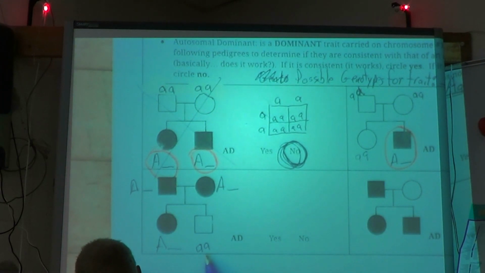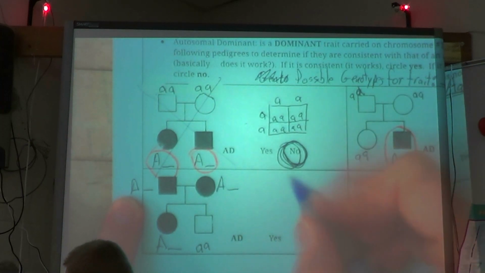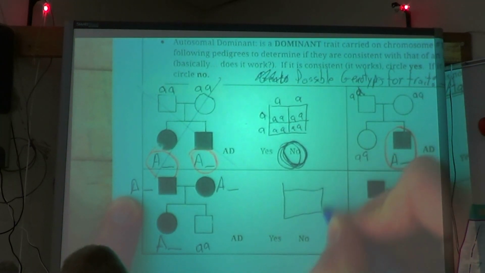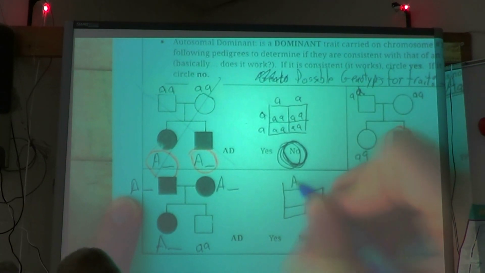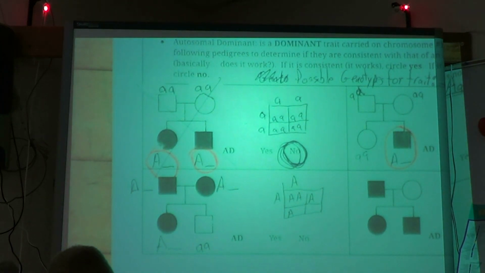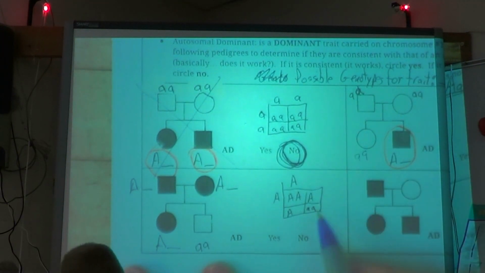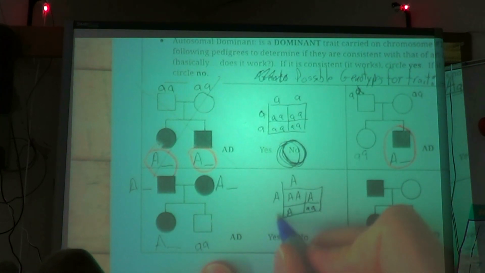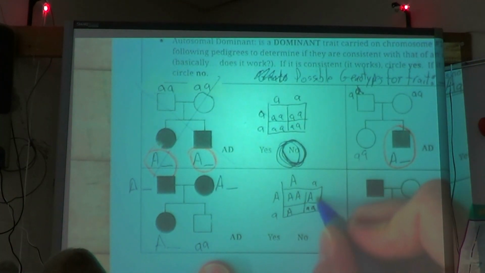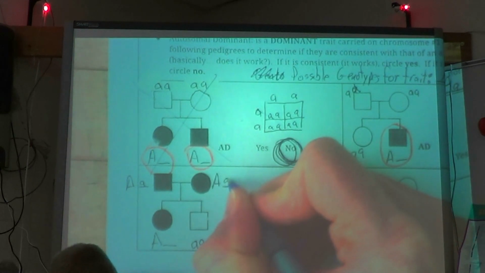Is it possible for this son, little a, little a, to be born of big A something parents? Yeah, it is. Okay, and I'll do the Punnett square for this one really quick. If dad is big A something and mom is big A something, well, we know what those Punnett squares look like thus far. If this box were to be little a, is that a possible outcome? Yes, as long as mom and dad both were big A, little a, big A, little a.